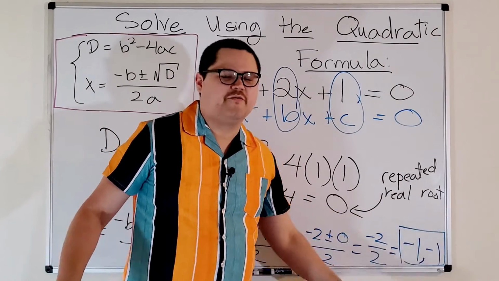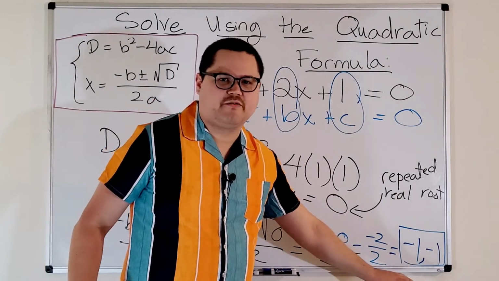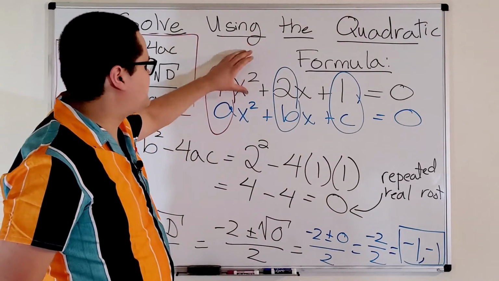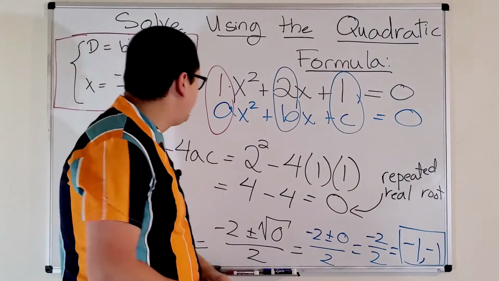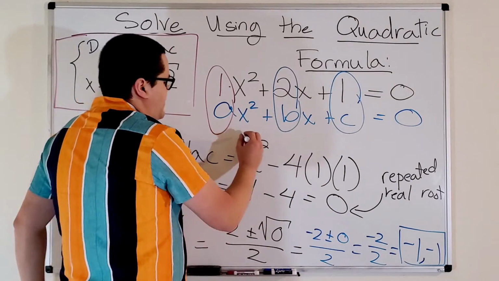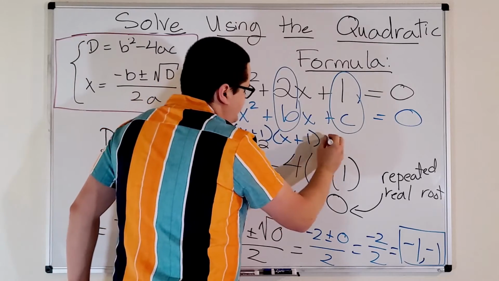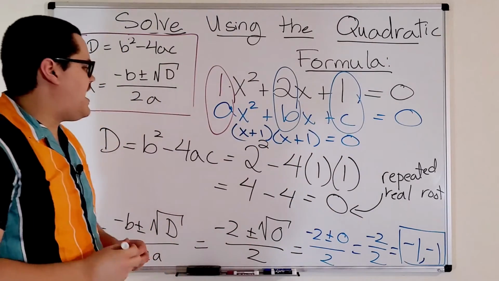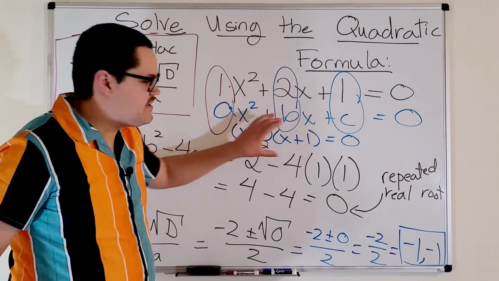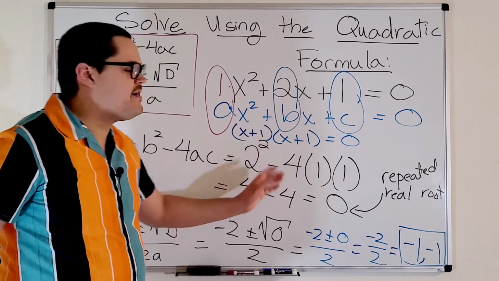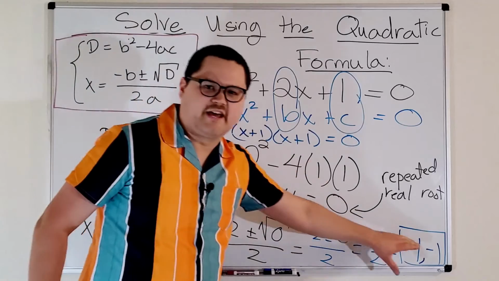Observe, too, that we could also see that this is a repeated real root by factoring the original equation. So if we factor x squared plus 2x plus 1 equals 0, well then it factors as x plus 1 times x plus 1 equals 0. And if we set each of those factors equal to 0, we get x plus 1 equals 0 for both of them. So for both of them, the solution is negative 1.